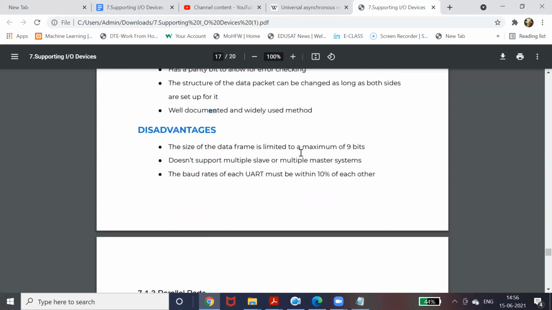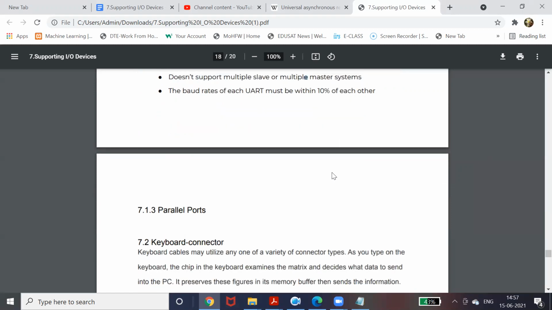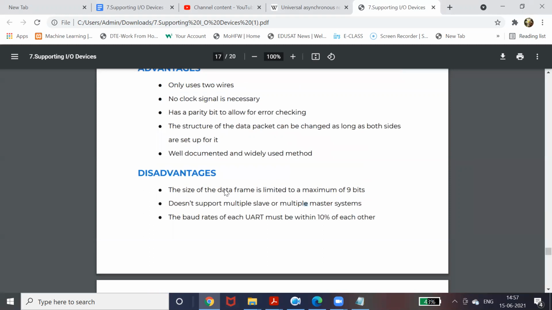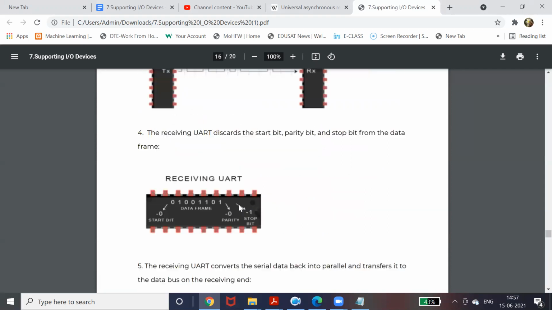Now the disadvantages: the data frame size is limited to 9 bits only. There is no slave and master, only 2 wires, and that's why only 2 connections are there, transmitter and receiver. Multiple connections cannot be established. That is one of the disadvantages. Then the baud rates of the UARTs must be within 10% of each other. So it is actually very slow. That's why whenever we require some slow communication, we should use this UART. Otherwise, for fast communication, it is not that useful. That is about the UART.